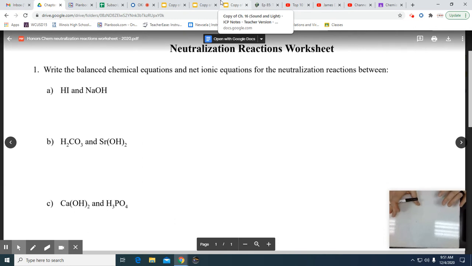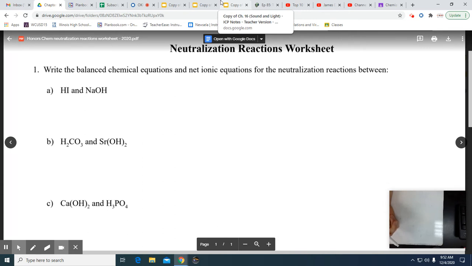Anyway, just want to go over a couple of these with you. Let's look at B. We are to do a balanced chemical equation as well as a net ionic equation. So not only do we need to pay attention to the fact that we're dealing with neutralization, so acids and bases and the like, but we also need to keep in mind the solubility guidelines when we are putting our substances together.